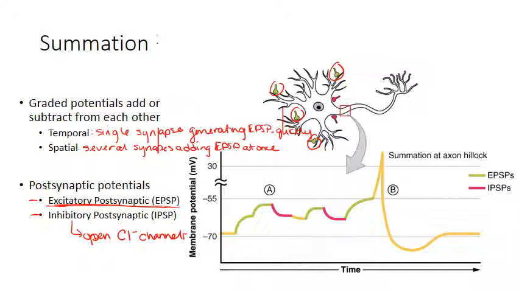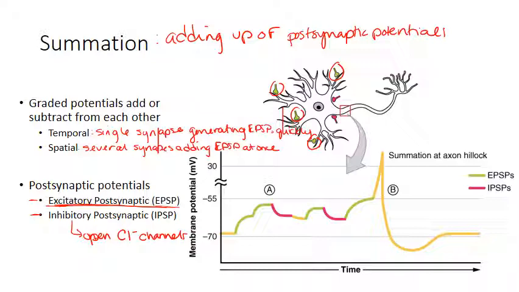So summation, I realize I jumped into that without actually defining this well for us. Summation is the adding up of postsynaptic potentials. We could get a whole bunch of inhibitory postsynaptic potentials that would push this cell into hyperpolarization for a while, and then we might get some excitatory ones and push up to threshold, get an action potential, go back down. It all just depends on what messages are coming from all of these.